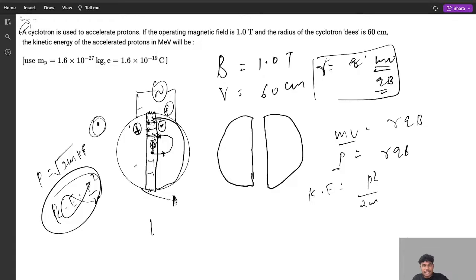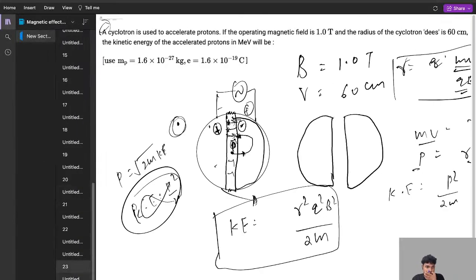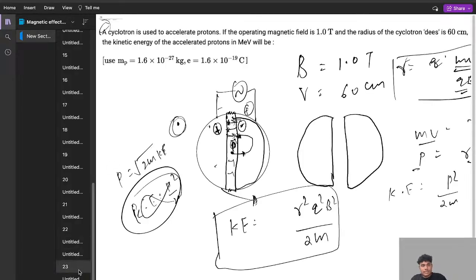From here we get kinetic energy is equal to, what is P, that is r q B, that is r square q square B square upon 2m, right. So here from here we get our kinetic energy is equal to r square q square B square by 2m. Now put the values, that is our kinetic energy is equal to q square B square r square upon 2m, right.